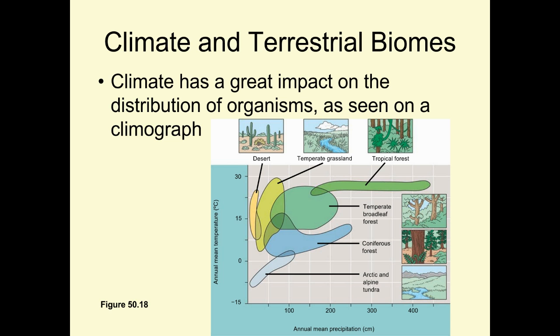Okay, now, the reason why we're talking about this is because climate dictates biomes. We have a number of different biomes. I'm actually going to skip forward one, but climate has a great impact on the distribution of organisms as seen on a climate graph. So this is a climate graph here, simply looking at temperature and precipitation being graphed. So here I can see deserts. Deserts have a high temperature, but they have low precipitation. Temperate grasslands still have fairly high temperatures with a little bit more precipitation. Tropical rainforests have high temperatures and high precipitation as well.